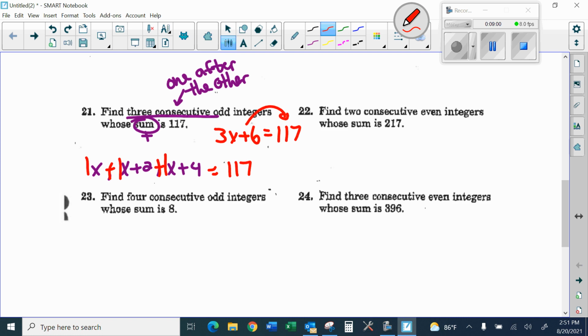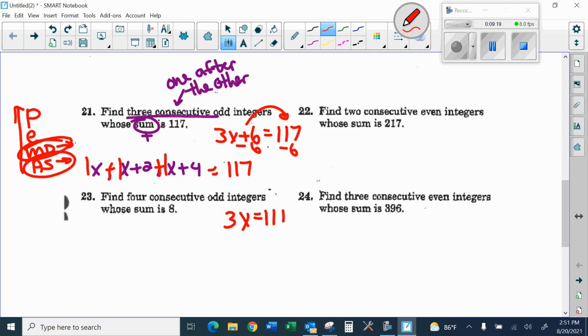Subtract the 6, remember reverse PEMDAS, add or subtract first. So I add or subtract first. So I'm subtracting this 6 across. And now I have 3x equals 111. And now I'm up to multiply or divide. Divide by 3 on both sides.